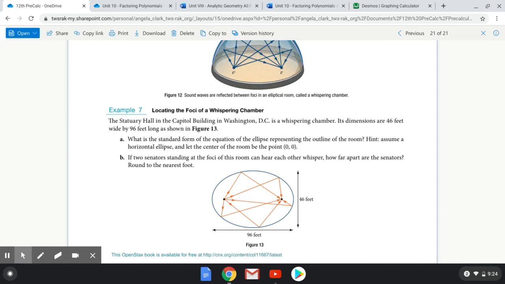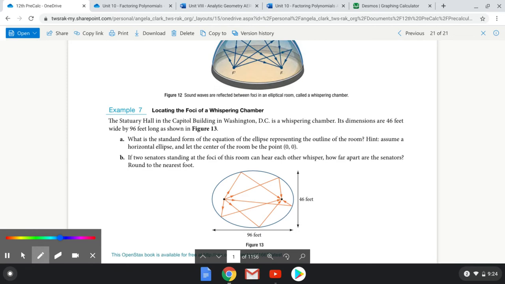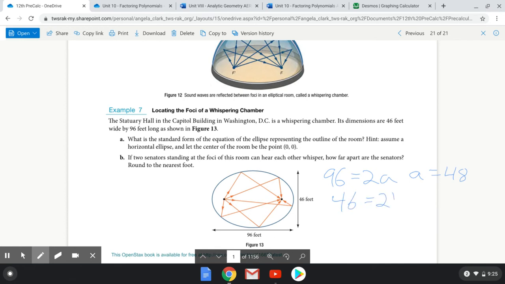The only information we're given here is the length of the major axis and the length of the minor axis. From that, we can find a and b pretty easily, right? Because the major axis, 96, is 2a, so a equals 48. And then the minor axis is 2b, so b equals 23. So we have our a and b. That was simple.